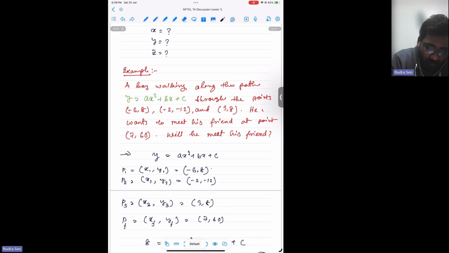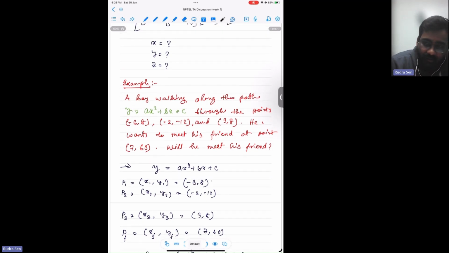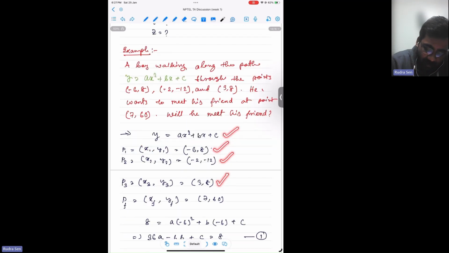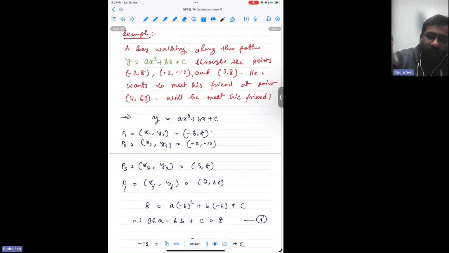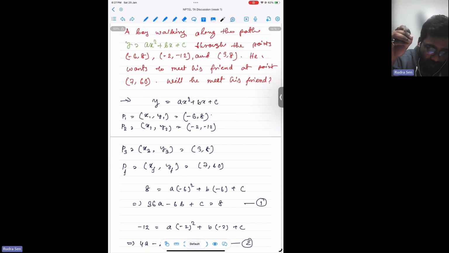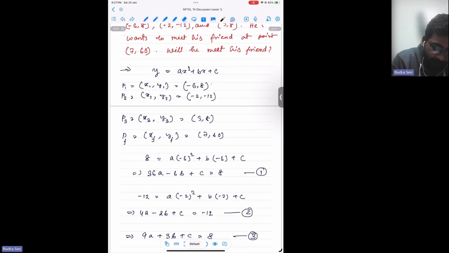Okay. So let me start by writing down the path that the boy has chosen. Okay, this is the quadratic polynomial path. Then this is P1, this is P2, this is P3, and this is basically P final, where he is going to meet his friend. Okay. So now we put in the values of x and y, and we need to find out the values of a, b, and c. These are the coefficients of the path.